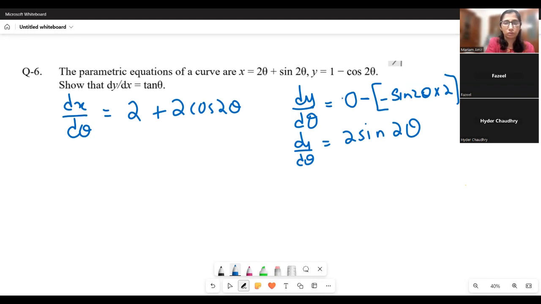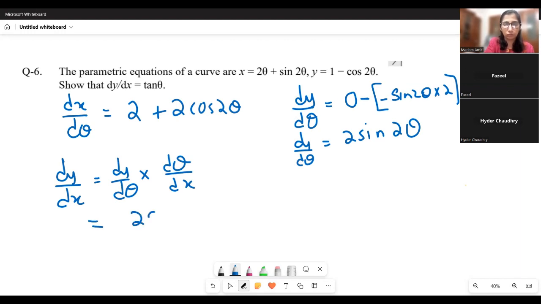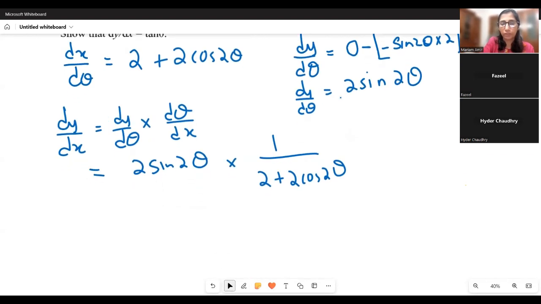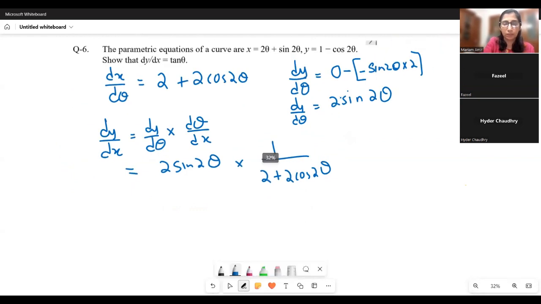Okay. So by the chain rule, we have to find dy over dx. So that's going to be dy over d theta times d theta over dx. So dy over d theta is 2 sine 2 theta and d theta over dx is going to be the reciprocal of 2 plus 2 cos 2 theta. Going to take 2 common from the denominator, cancel it with the 2 in the numerator. So we get sine 2 theta over 1 plus cos 2 theta. Now this must be equal to tan theta.